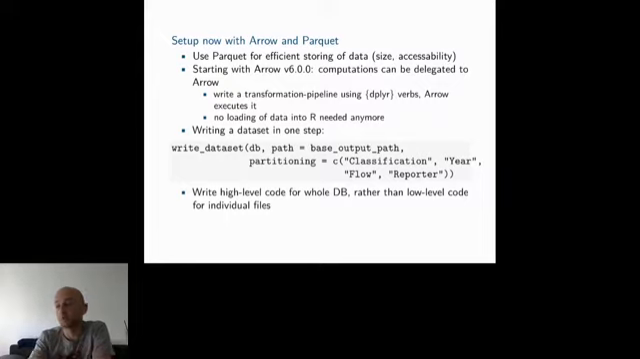It also allows you to write a dataset in one step, and Arrow actually takes care of the partitioning you want to have. So that allows you to write very high-level code for the whole database, more or less, rather than low-level code for individual files that we used to do before.